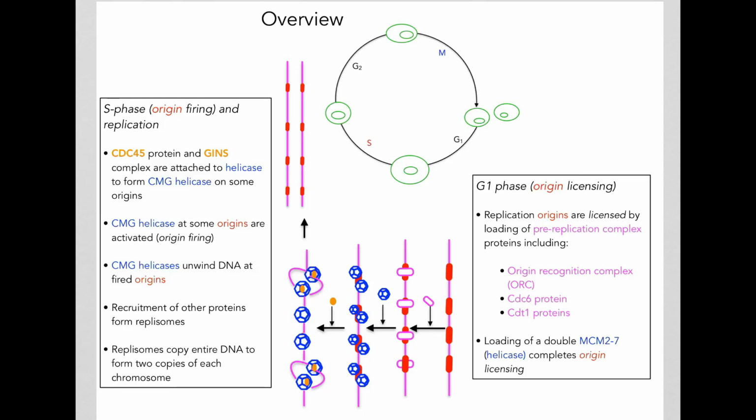Wherever we have the activated CMG helicase, the helicases will unwind the two strands as shown here and at this origin. In the next step, other proteins will be recruited to the helicases to form replisomes, and these replisomes will copy the entire DNA to form two copies of each chromosome. So that's basically an overview of how human chromosomes are copied during the S phase, or synthesis phase.